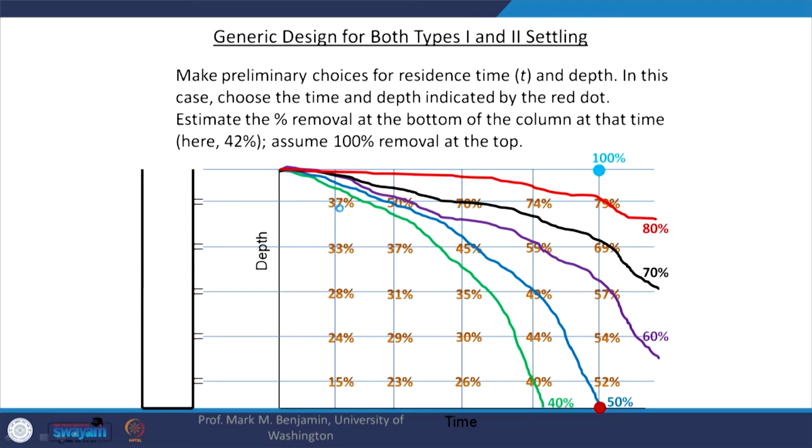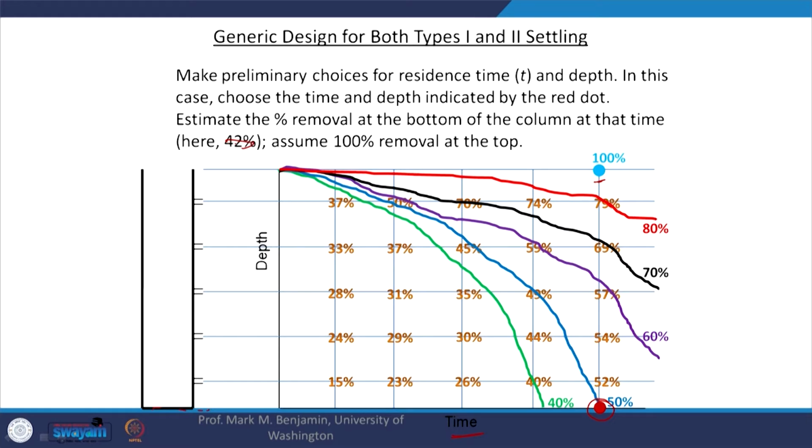So how does this help me? Let's say I choose a particular time and depth. At this particular depth, I know the time here, on the x-axis, which is time. So at this particular depth, what is it that we know? The removal at the bottom of the column, here it's 42, I guess, maybe I am looking at this, and it's 100% at the top. So maybe this has to be corrected, it's not 42.